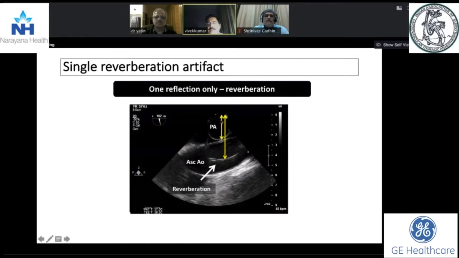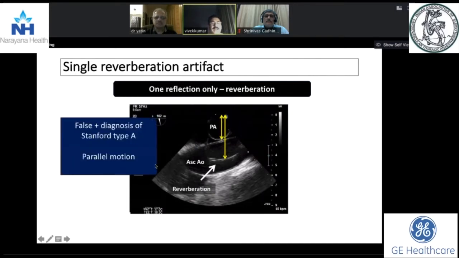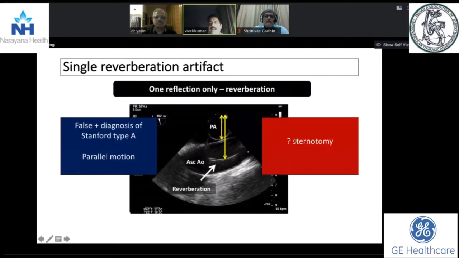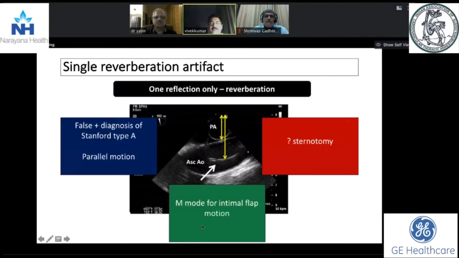We see this is the pulmonary artery, and we see that there is a reverberation here which causes a flap-like structure here in the ascending aorta. And this leads to false positive diagnosis of Stanford type A. But if we put an M mode, we will find that this flap always moves in parallel to the shadowing flap. And this many a times has led to sternotomies which could have been avoided. And one of the simple bedside techniques is to use an M mode for intimal flap motion. You will find that this intimal flap motion is exactly parallel to the motion here.